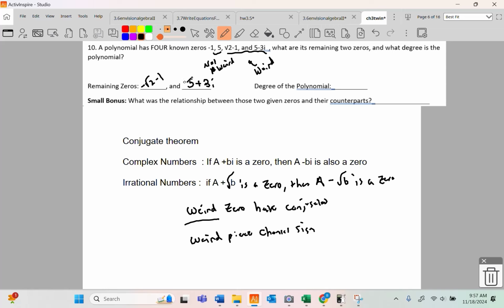Okay? There are 6 zeros, which means by the fundamental theorem of algebra, we must be at least x to the 6th. Now, that's actually at least. But we're at least x to the 6th, because there might have been more, but it's x to the 6th. What was the relationship between those two given zeros and their counterparts? They were conjugates of each other.